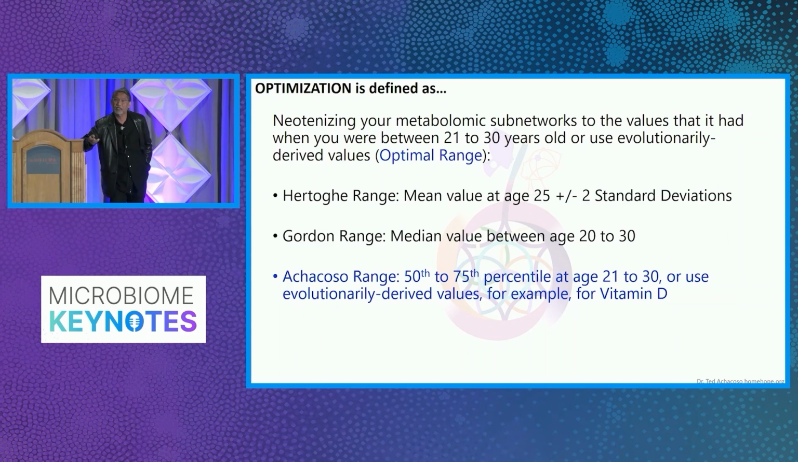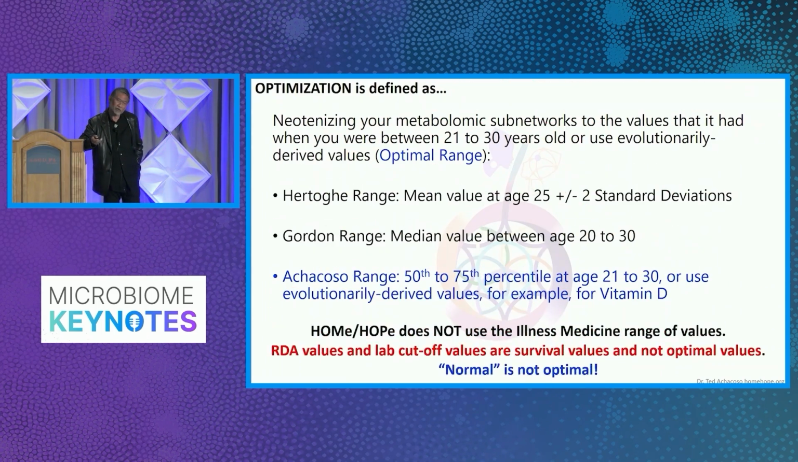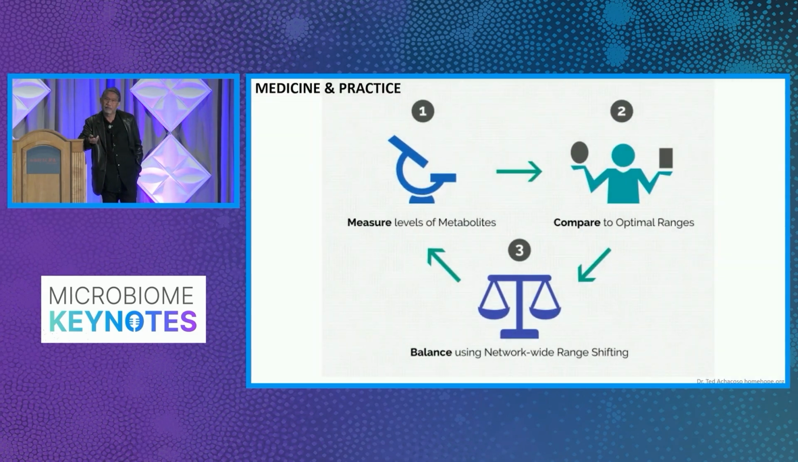Vitamin D values, as I see in this country, the reference range is way too low. We do not use illness medicine range of values. Lab values are cutoff values. They are survival values and are not optimal values, and normal is not optimal. Now, the practice is very simple. You measure the levels of metabolites, you compare them to the optimal ranges, not the normal ranges, and you balance using 2 major techniques, which are network-wide range shifting and ratio correction.